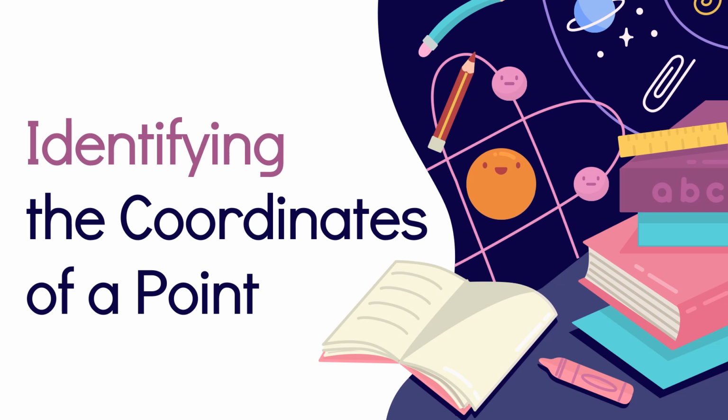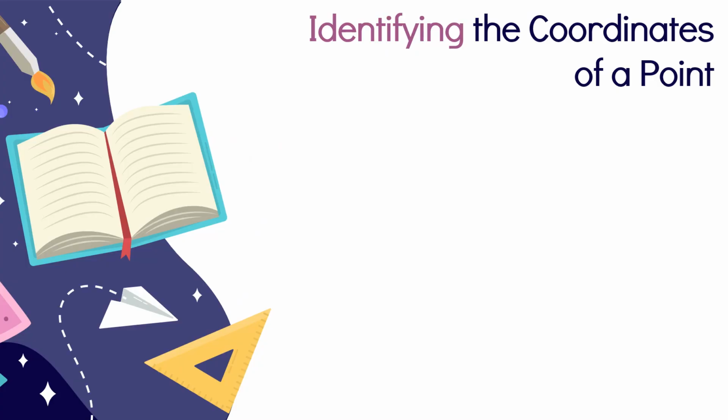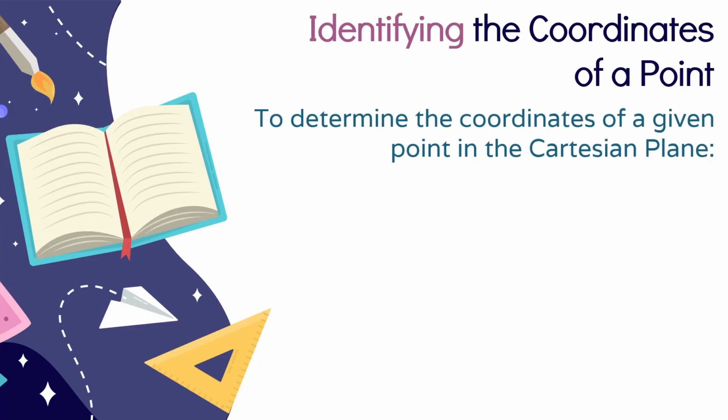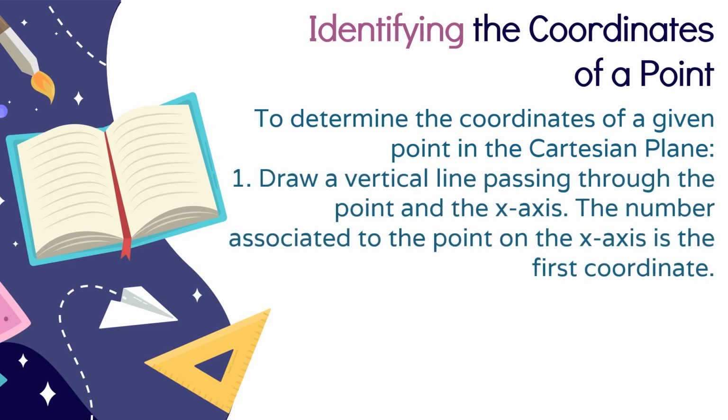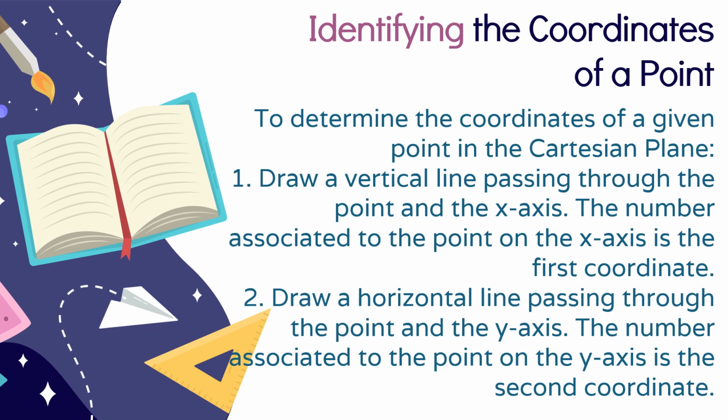So for the last part, let us identify the coordinates of a point. This time, you will be given the point and we are tasked to identify its coordinates. In determining the coordinates of the point, first, we draw a vertical line passing through the point and the x-axis. The number associated to the point on the x-axis is our first coordinate. And then draw a horizontal line passing through the point and the y-axis.